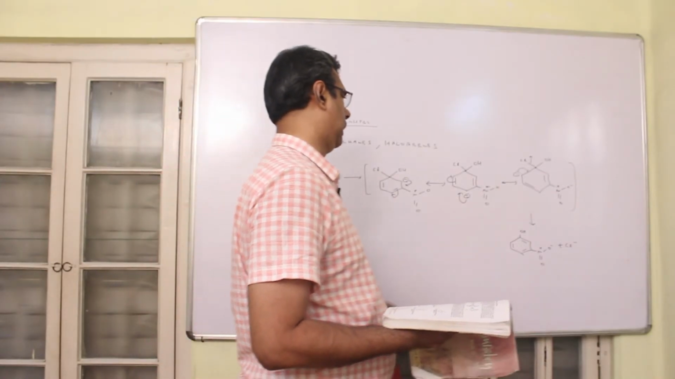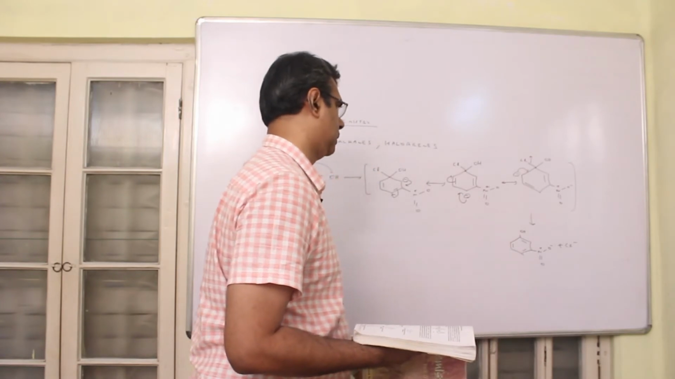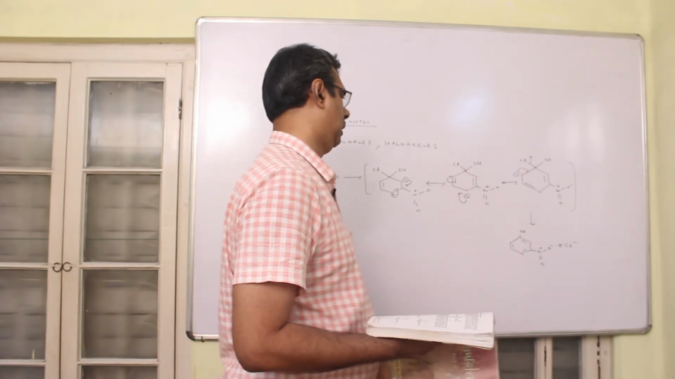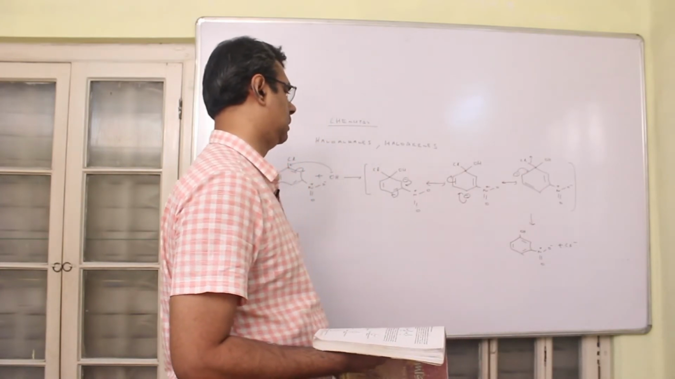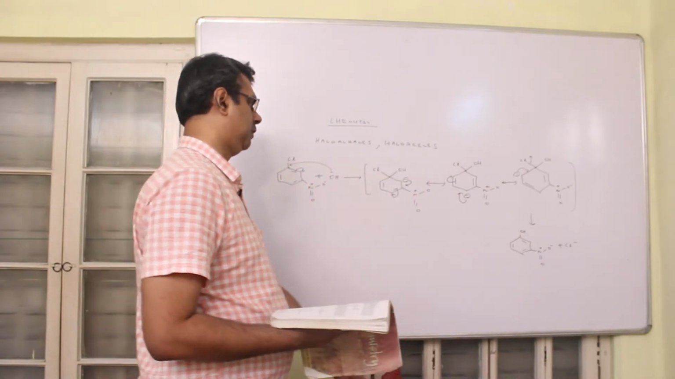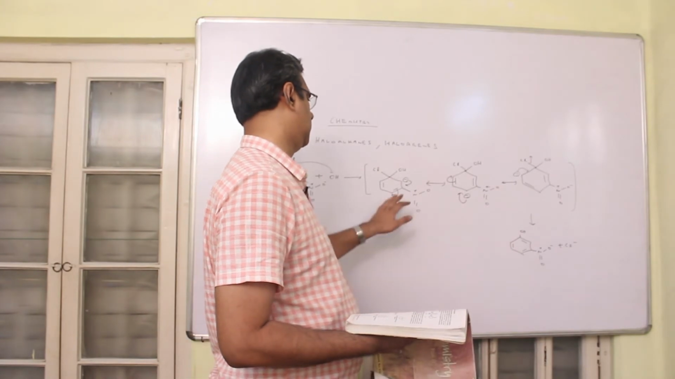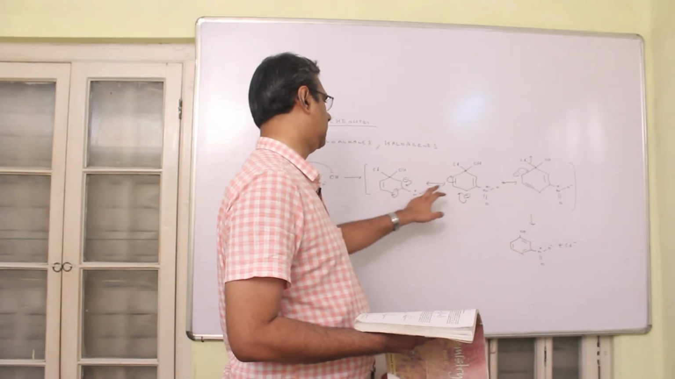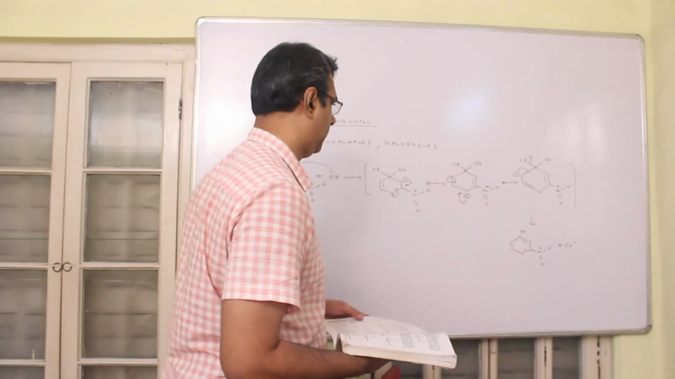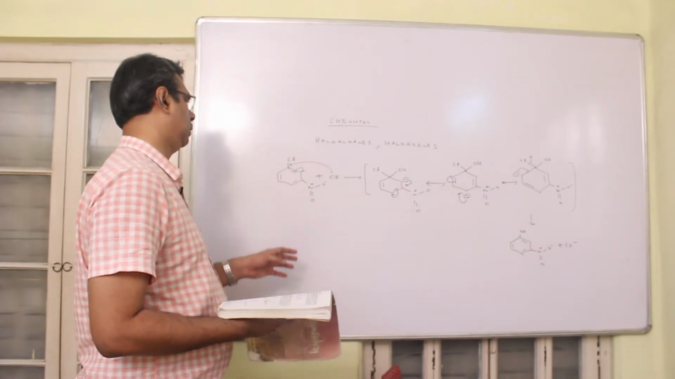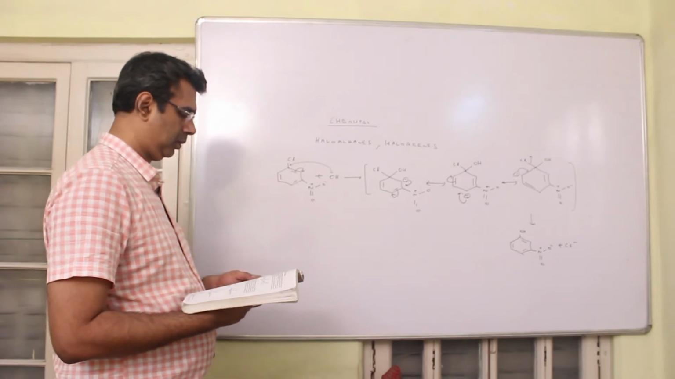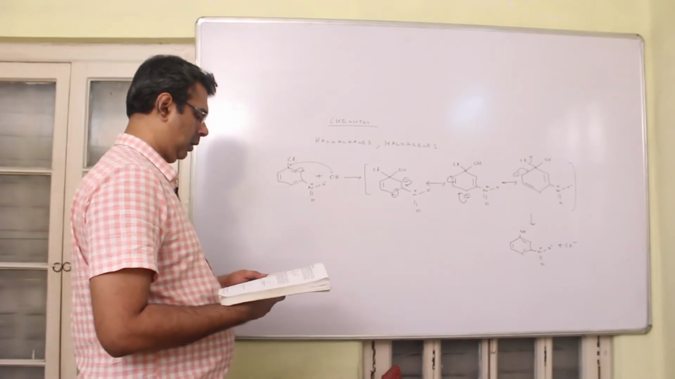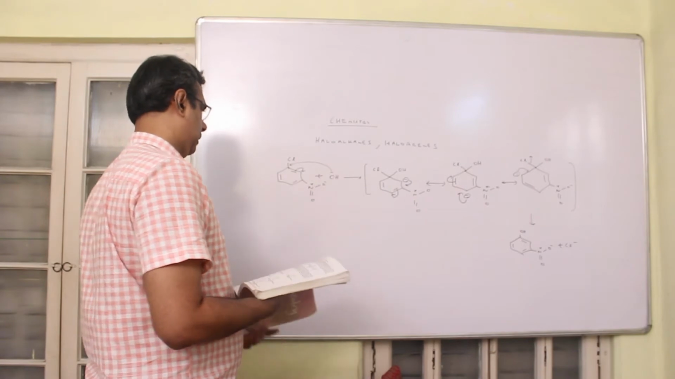So the NO2 group has to be present at ortho and para positions. And you can see that this is the final product. But this is not a feasible reaction because the carbon containing NO2 group is not participating. That is why nucleophilic substitution is not favored when the NO2 group is at meta position.